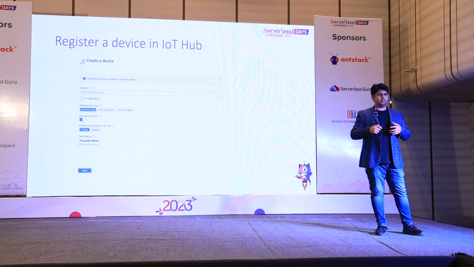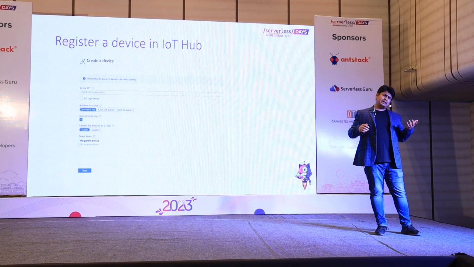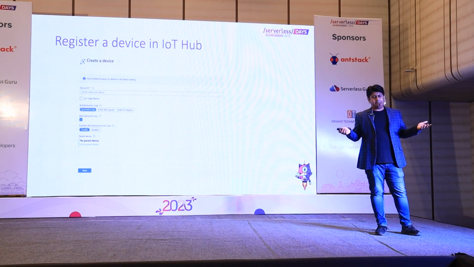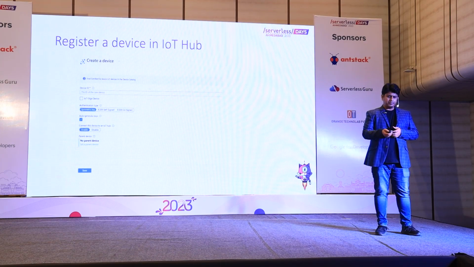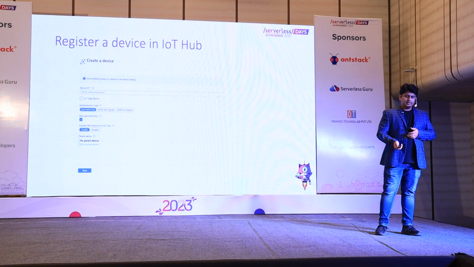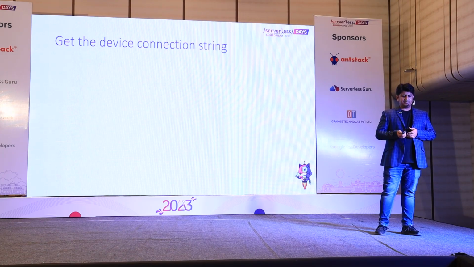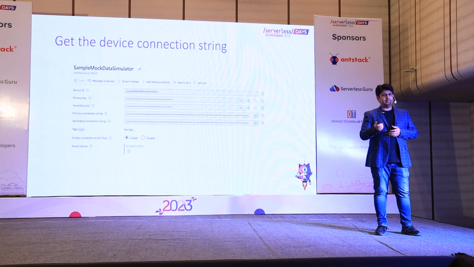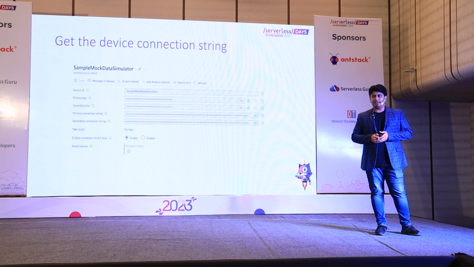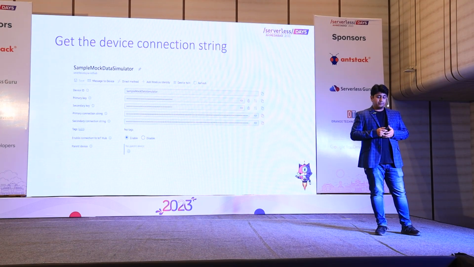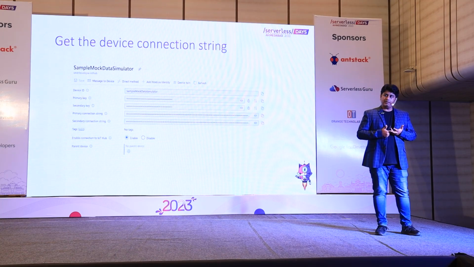You can specify what the authentication type is going to be. It can be key, it can be certificate. Best practice is certificate. For demo purposes, we are using symmetric key. So once you do that, you'll see the device over here. Then you can extract the device connection string from here and then use it in your mock data simulator as the connection string. Now, we have our IoT hub configured.